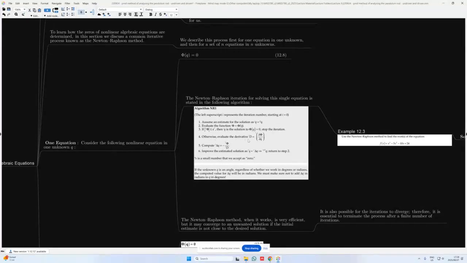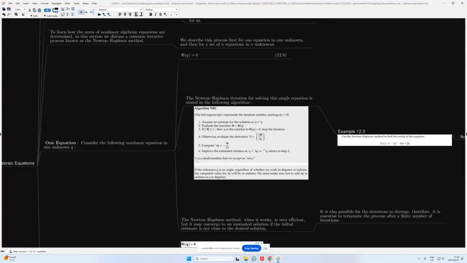Otherwise, we need to go and evaluate the derivative, d superscript i. So this is simply d phi dq. And we can use this to update our guess. So we calculate delta q, which is the function evaluation divided by the derivative, and we improve the estimated solution as q^i plus delta q^i, which is the next calculated guess that we have for our root. And then we can return to step 2, and we keep iterating until we find a function value that is below this tolerance that we specify.